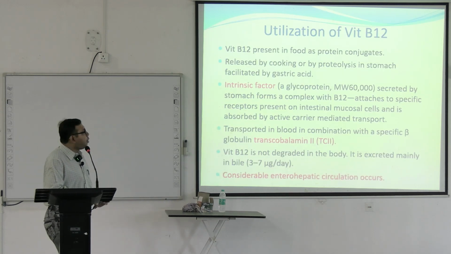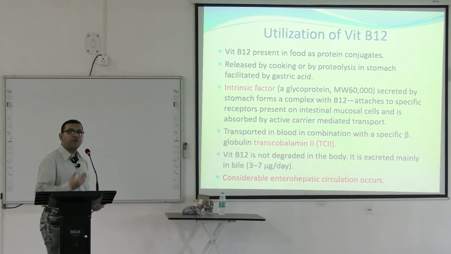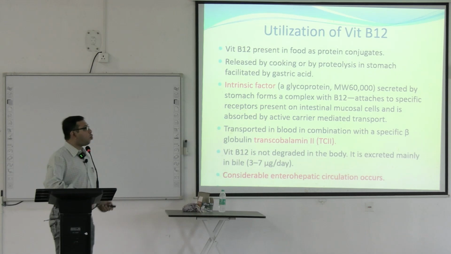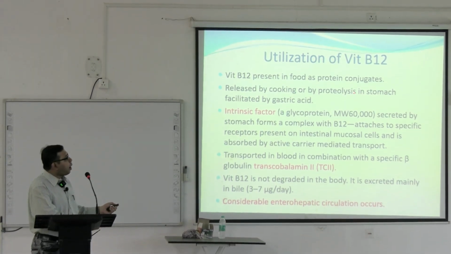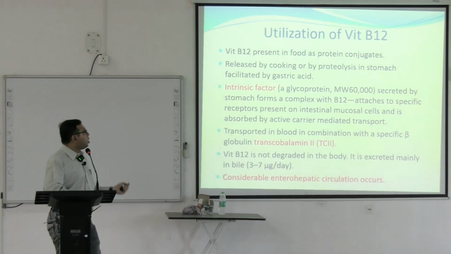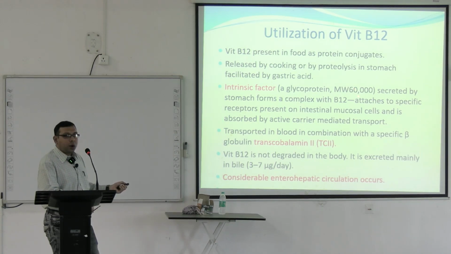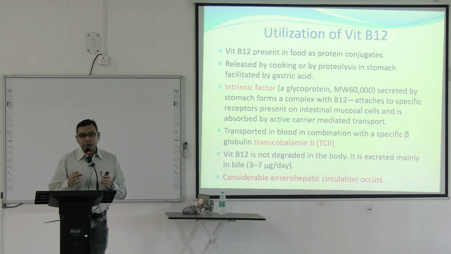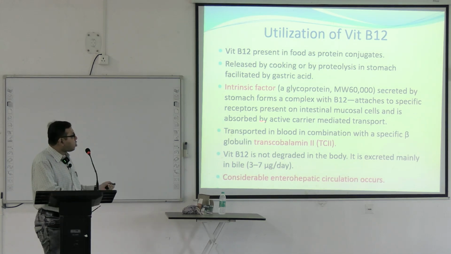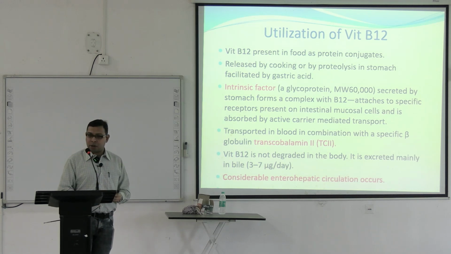Now, how does the utilization of vitamin B12 occur? Vitamin B12 is present in food as protein conjugates. It is released by cooking or by proteolysis in the stomach, which is facilitated by gastric acid. Now what happens? The intrinsic factor is released from the stomach, which is a glycoprotein with molecular weight 60,000. It forms a complex with vitamin B12. And this vitamin B12 intrinsic factor complex attaches to specific receptors present on the intestinal mucosal cell and is absorbed by active carrier-mediated transport, just like iron absorption.